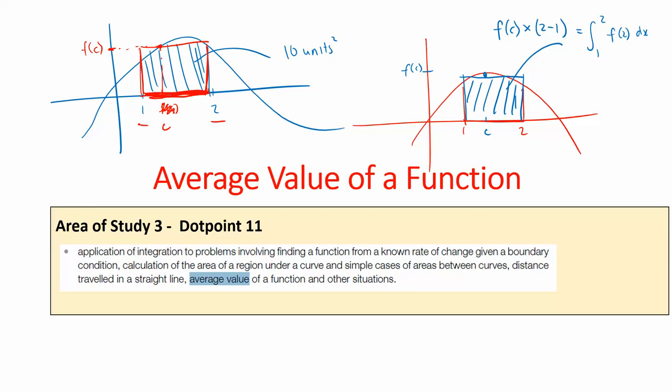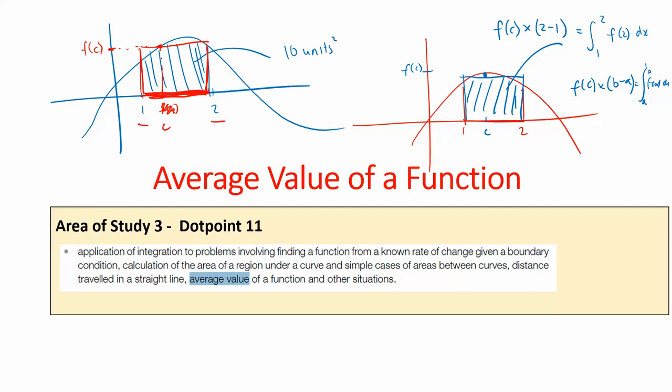Now this formula, if I don't use 1 and 2, this is your lower bound, that's your upper bound. I can call that a and b. This is then b minus a. True? So if I write that, this is where the formula comes from. It's very straightforward. It's just simply f of c times b minus a is equivalent to the integral from a to b of f of x dx.